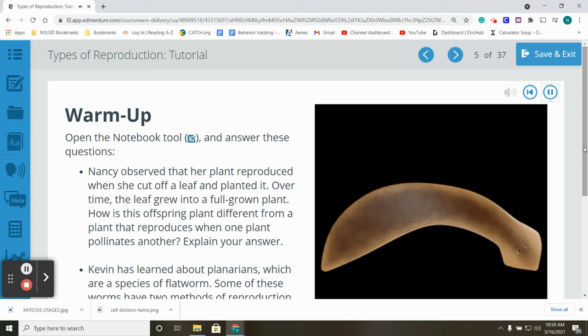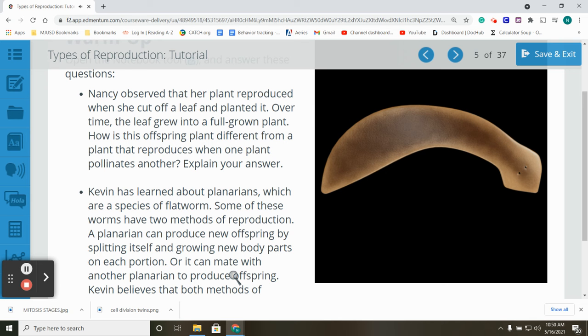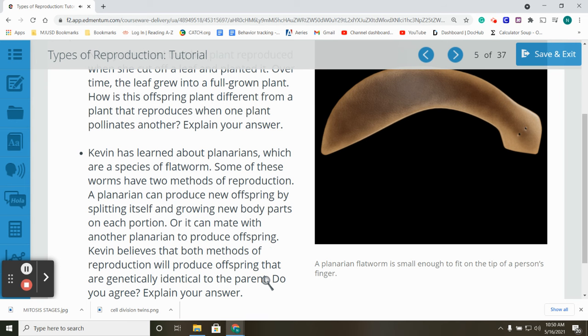Explain your answer. Kevin has learned about planarians, which are a species of flatworm. Some of these worms have two methods of reproduction. A planarian can produce new offspring by splitting itself and growing new body parts on each portion, or it can mate with another planarian to produce offspring. Kevin believes that both methods of reproduction will produce offspring that are genetically identical to the parent. Do you agree? Explain your answer.